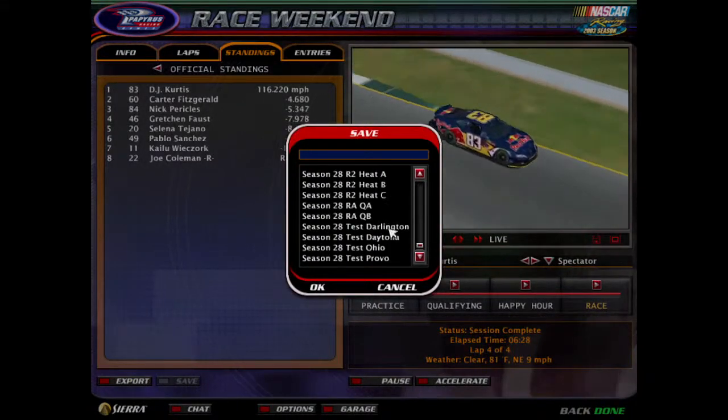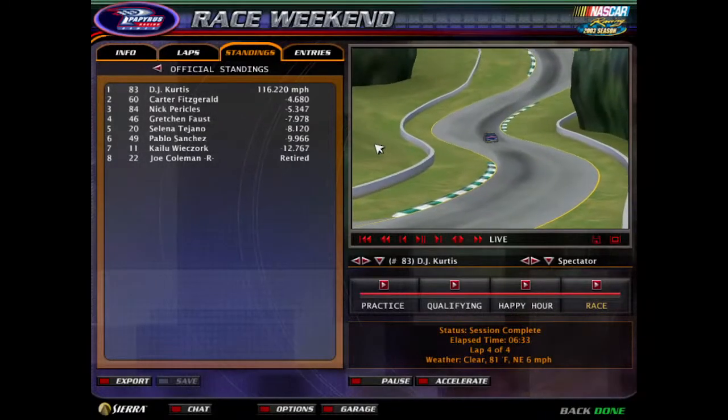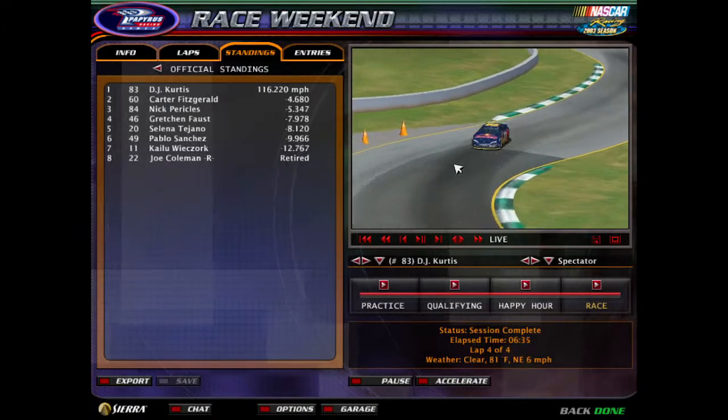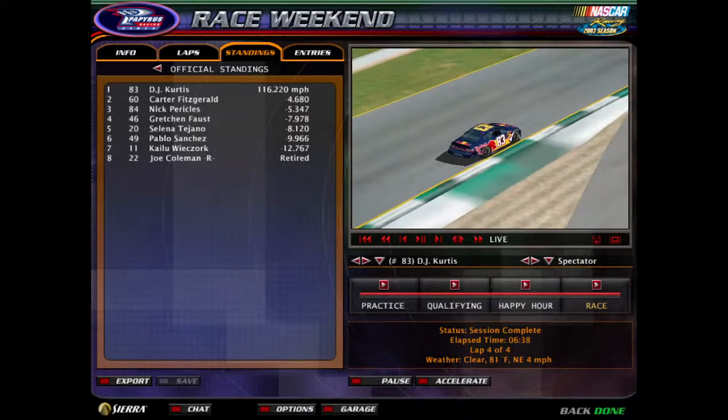So that is Heat D done. Kind of a calm heat if you ask me. The only thing that really happened was Coleman throwing it off the track. Let's take a look here. It was not a brake failure, believe it or not, on that car. I'm just going through this here quick.